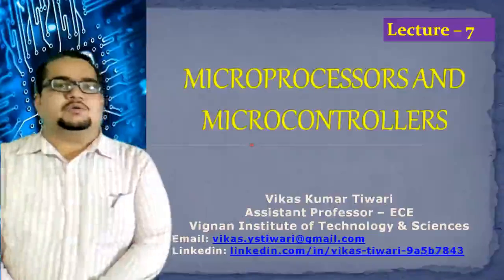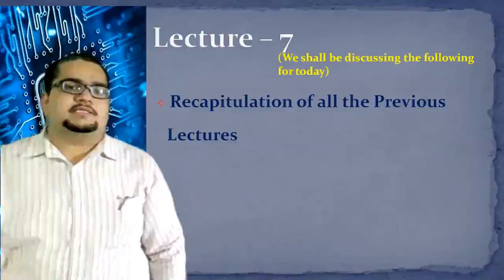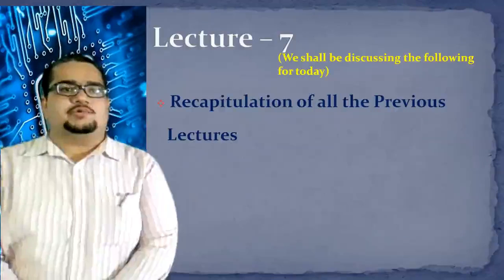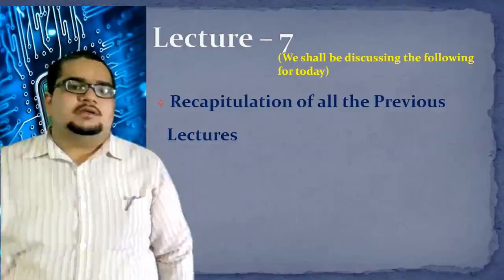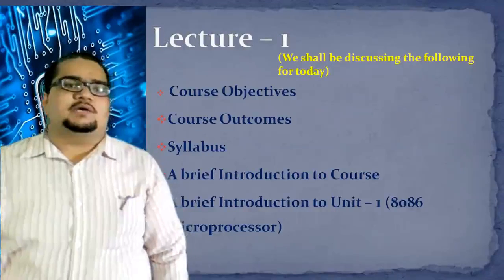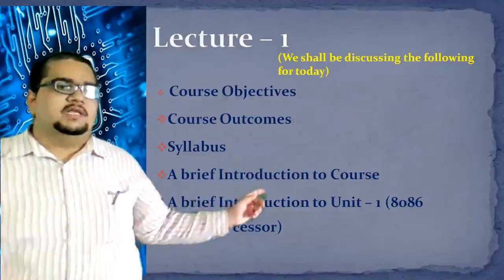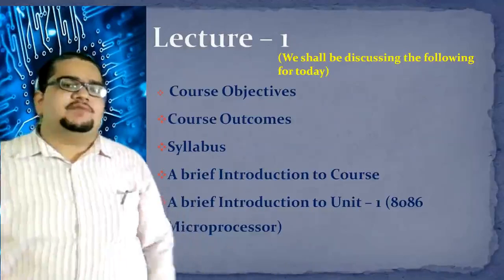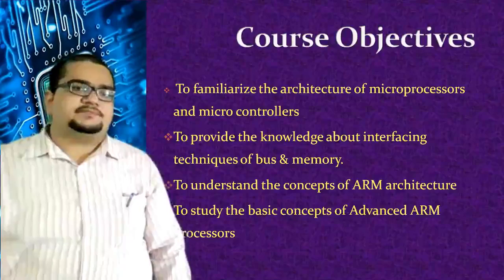So let us start into this lecture today. As I have told you, the content in this lecture is a recapitulation of all the previous lectures. Starting with lecture 1, we have seen the course objective, course outcome, syllabus, the introduction to the course, and a brief introduction to unit 1, that is microprocessor 8086.